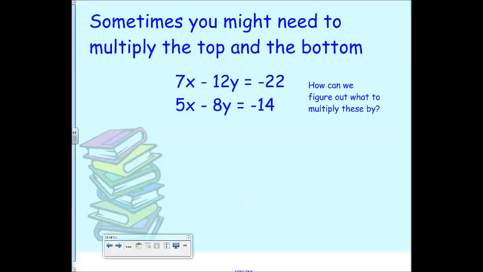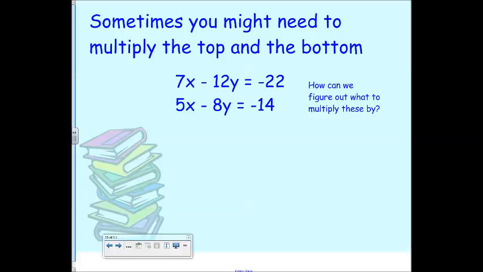Can I multiply just one of them to get something that, like, does 8 go into 12? No? Does 5 go into 7? No? So there's nothing I can multiply. Do they have anything in common? Like, is there anything that 8 and 12 both go into? 24. So what would I have to multiply the top by to make this 24? 2. And what would I have to multiply the bottom by to make that 24? 3. So can I do that?